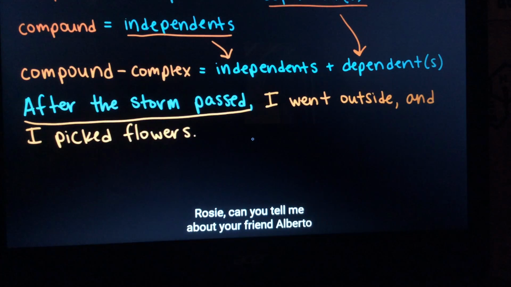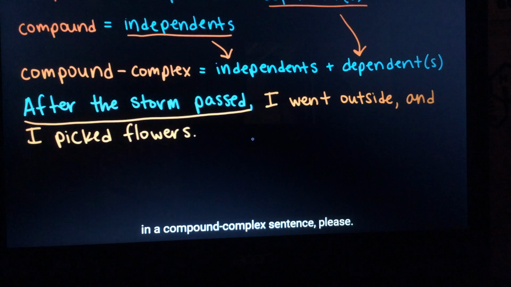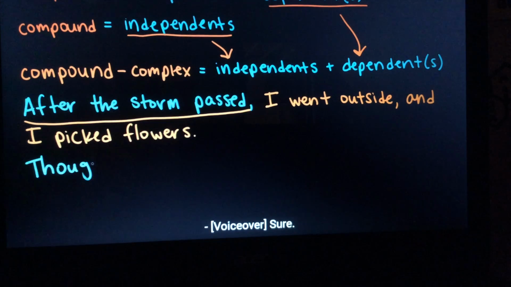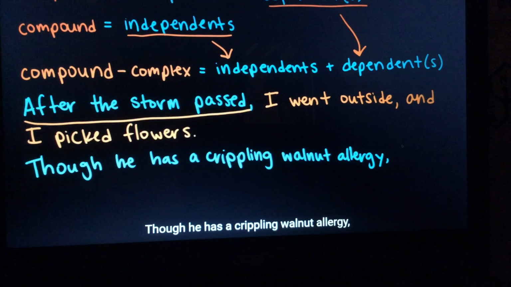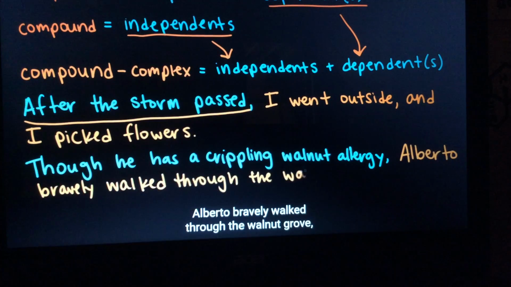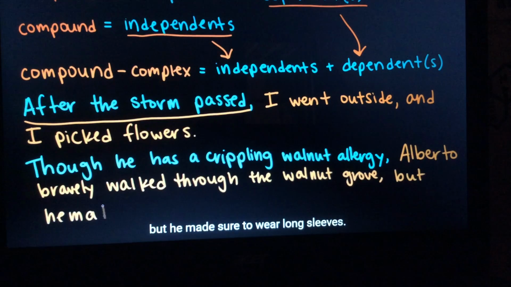Rosie, can you tell me about your friend Alberto in a compound complex sentence, please? Sure. My friend Alberto, well, you'll see. Though he has a crippling walnut allergy, Alberto bravely walked through the walnut grove, but he made sure to wear long sleeves.